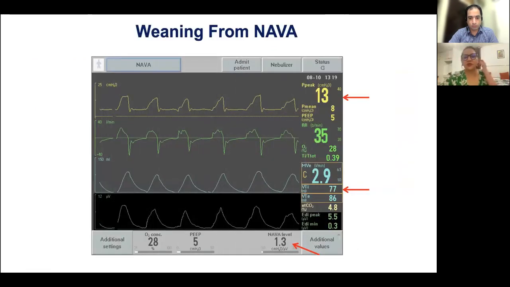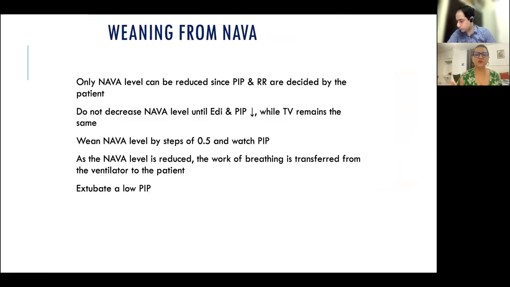How do you wean the NAVA? You will wean the NAVA when you have reached lower pressure with the tidal volume coming normal, and with the lower EDI and the lower NAVA level. That's the time when you are going to wean the NAVA.